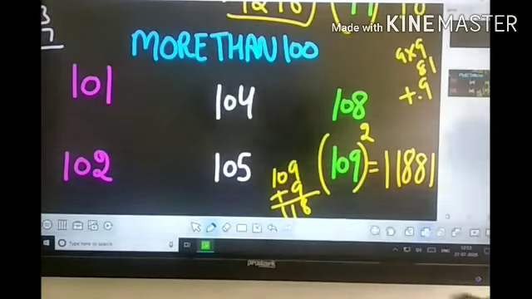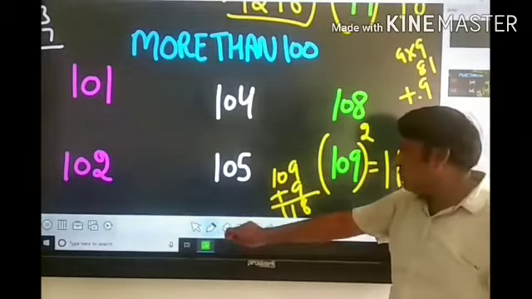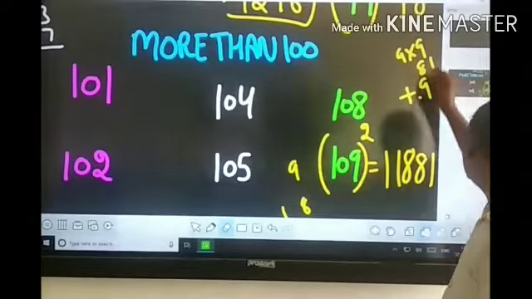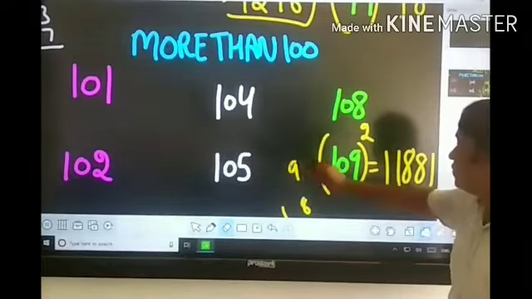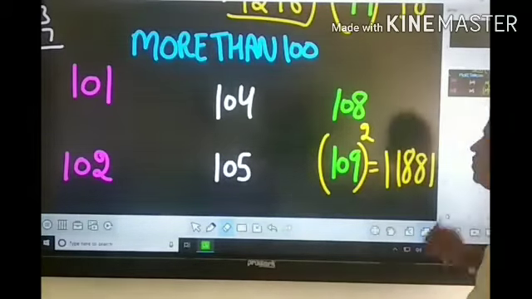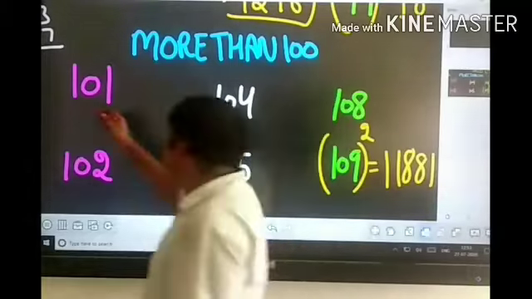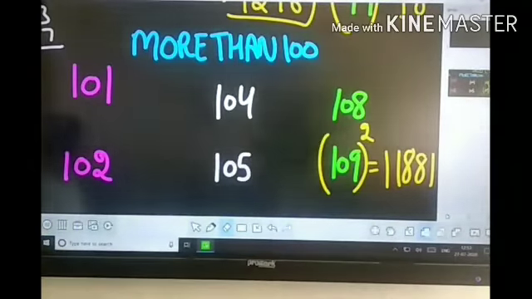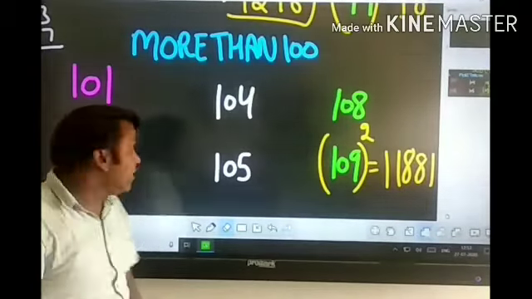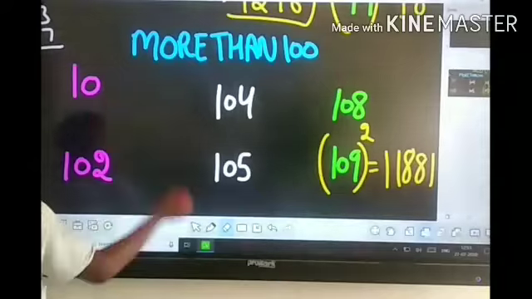So students, in this more than 100 case, you will have to add the number, and in the earlier cases, we were subtracting the number from the given number. Okay, now let us see 101. 101 is 1 more than 100.